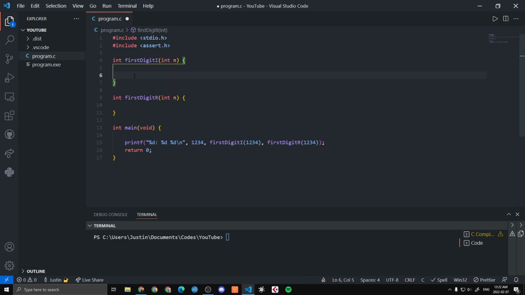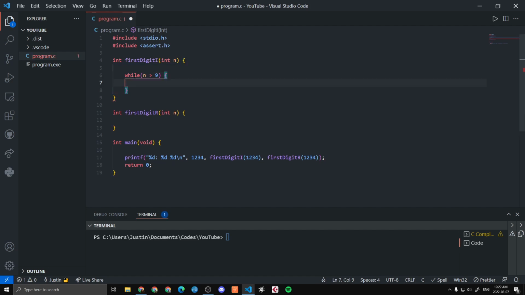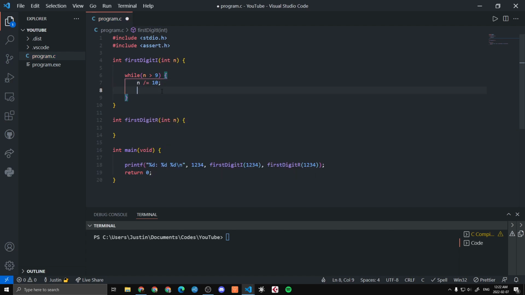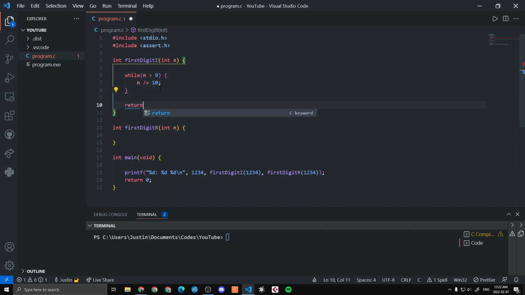So let's do this iteratively first. We can keep looping until n is no longer greater than 9. And what we can do is go n divided by or equals 10, which is the same as this, by the way. These two lines are the exact same, but I'm going to do it like this, and then I'm going to return n.